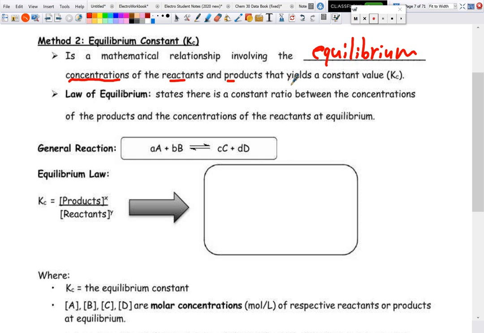So the law of equilibrium states that there is a constant ratio between concentrations of products and concentrations of reactants at equilibrium. So that means if we are given a reaction that looks like this, with the molar coefficient of lowercase a with A being the compound, we can have a general equilibrium like this. So the equilibrium law states that Kc is the concentration of the products to a power over the reactants to another power. So the powers here, x and y, are molar coefficients.